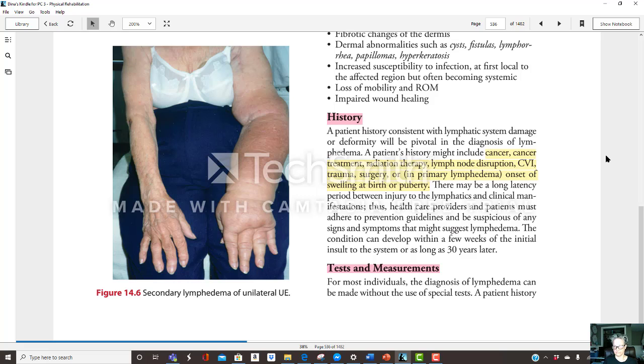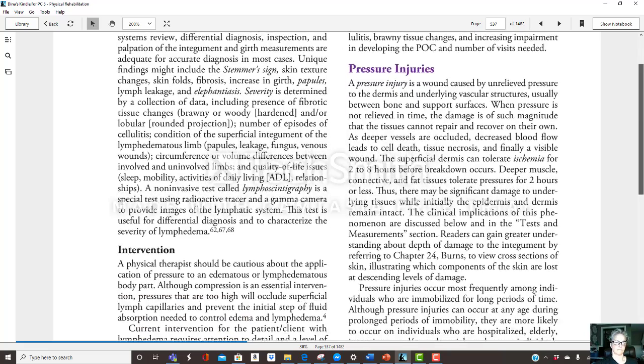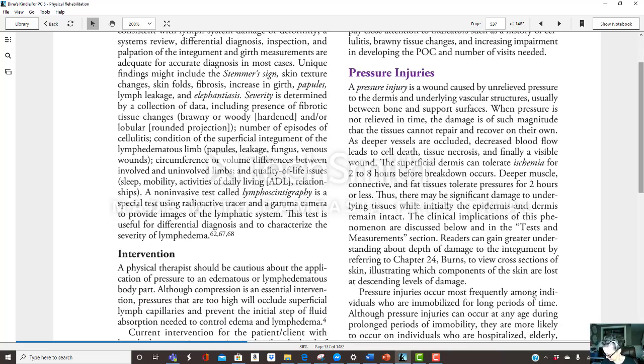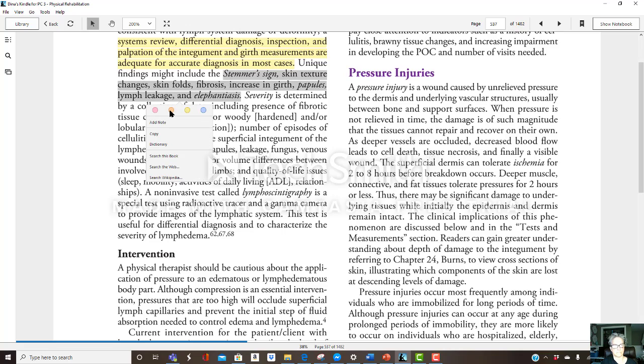Tests and measurements for most individuals. The diagnosis of lymphedema can be made without the use of special tests. A patient history consistent with lymph system damage or deformity, a systems review, differential diagnosis, inspection, and palpation of the integument and girth measurements are adequate for accurate diagnosis in most cases. Unique findings might include the Stemmer's sign, skin texture changes, skin folds, fibrosis, increase in girth, papules, lymph leakage, and elephantiasis.